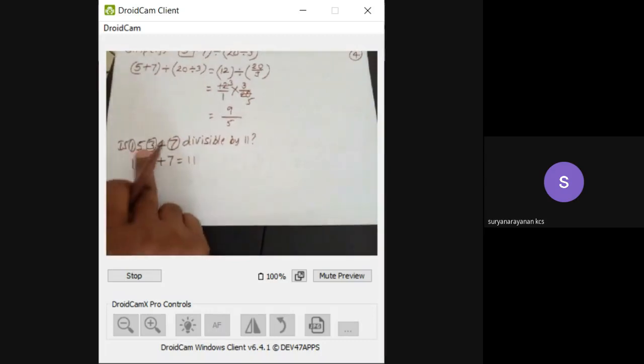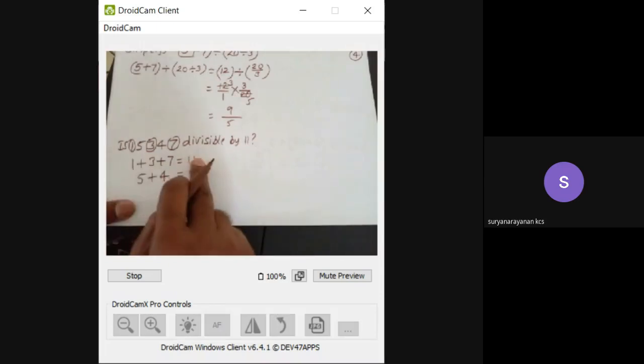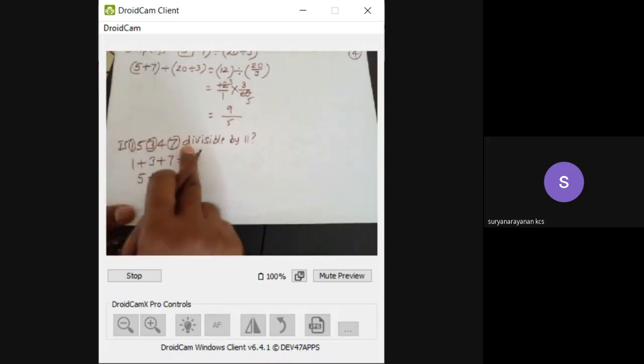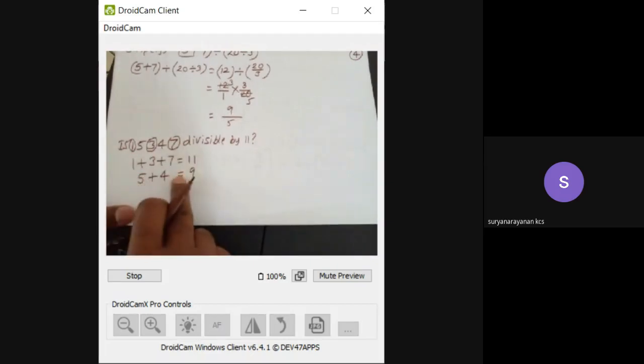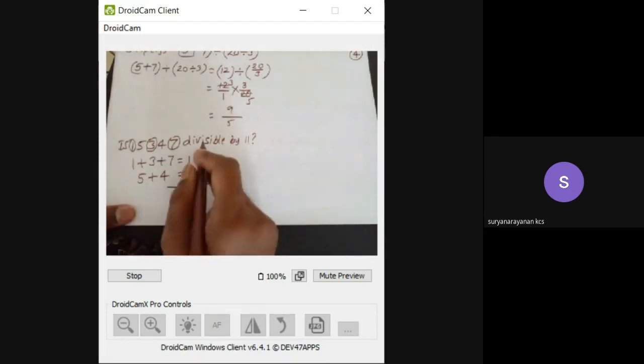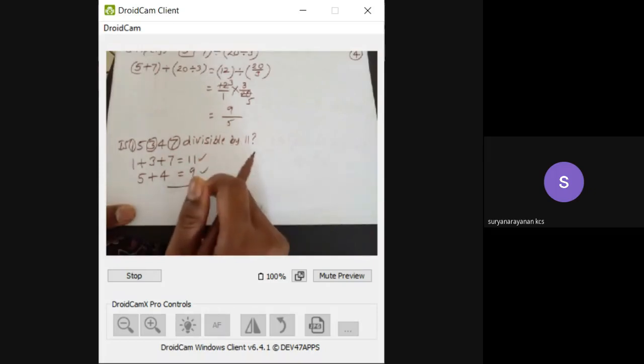Now, what are the digits left? Take the digits and add them. Here, two digits are left, 5 and 4. What do you get here? 9. This is the first step. You have to take the digits one after another and find the sum of the digits. After that, add the remaining digits in the given number. After that, you get two numbers. Here 11, here 9. Find the difference. What is the difference, Nikita? So 2.